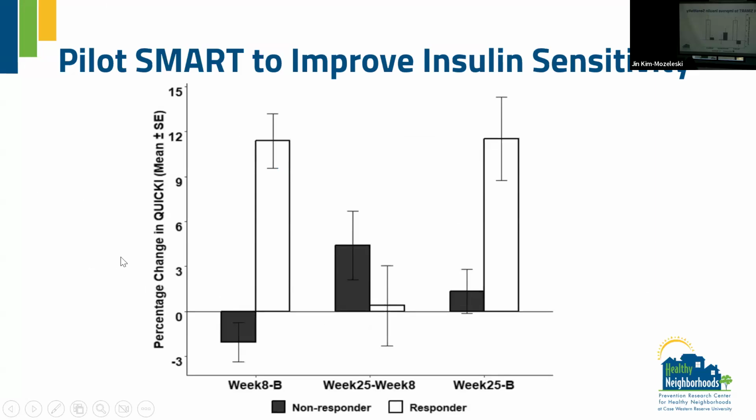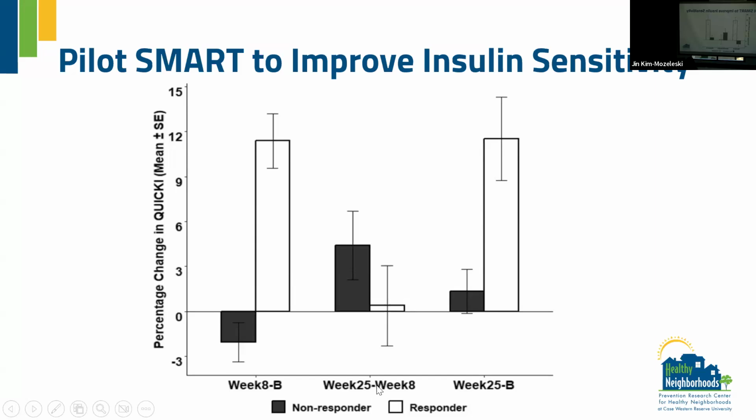This plot I thought was interesting. This is looking at the change in that outcome. This first one is from baseline to week 8, and they separate it by responders and non-responders. It makes sense, since we're defining responders by this change, that at the 8-week mark non-responders are not doing as well as responders.